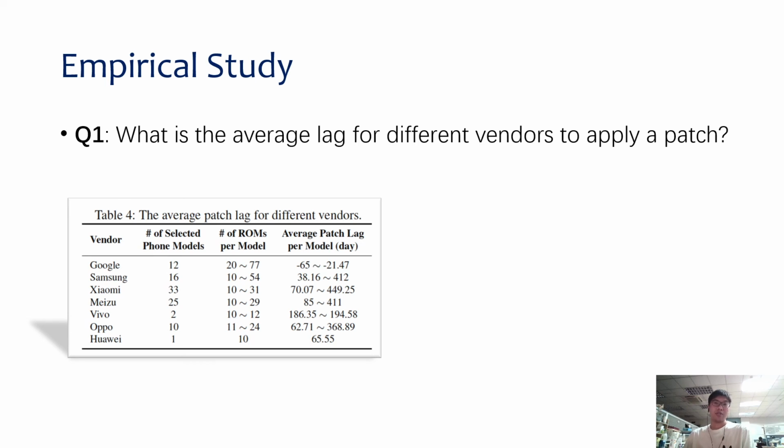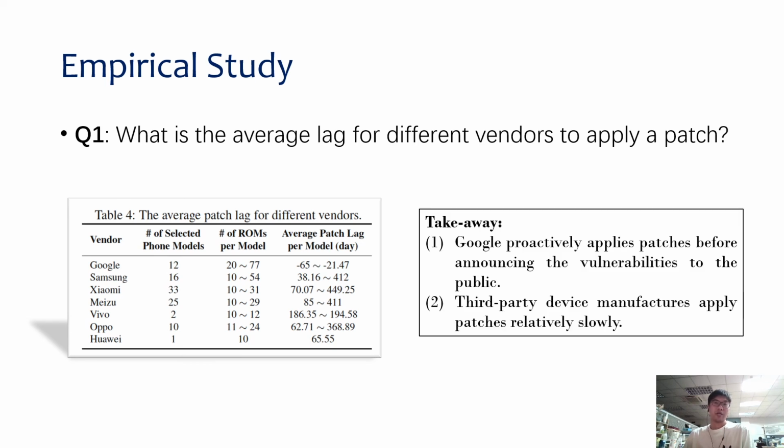From the figure, we can see that Google proactively applies patches even before announcing the vulnerabilities to the public, while third-party device manufacturers apply security patches relatively slowly. Besides, the patch lags for different phone models from the same vendor vary significantly.